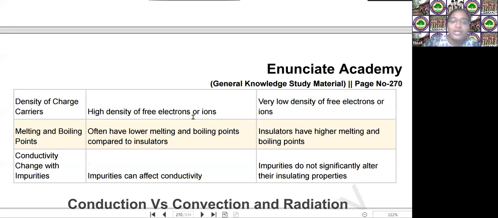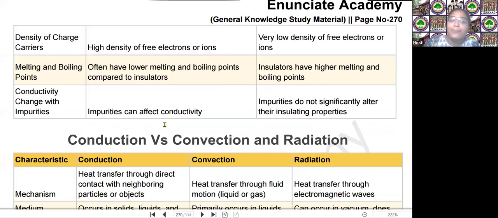Okay, so if the conductor has impurities, the conductivity is very low. If the conductor has a number of impurities in it, it has a very low conductivity and behaves as a poor conductor. Okay, and if you see an insulator, the impurities do not significantly alter their insulating properties. If the insulator has any impurity, the impurities do not affect its insulating property.